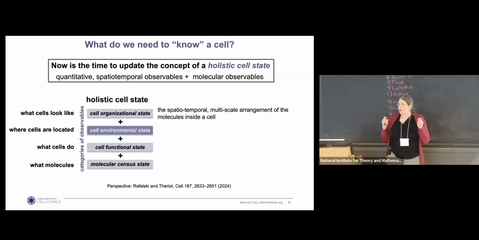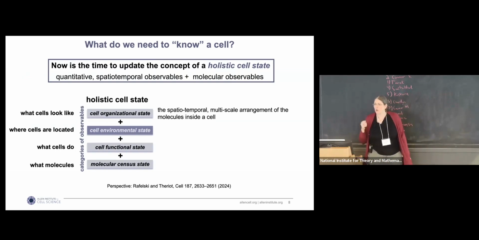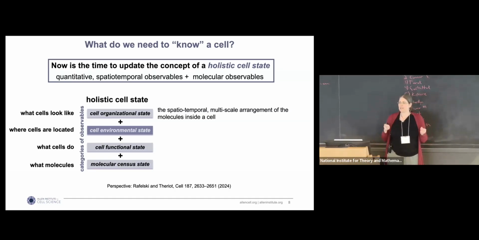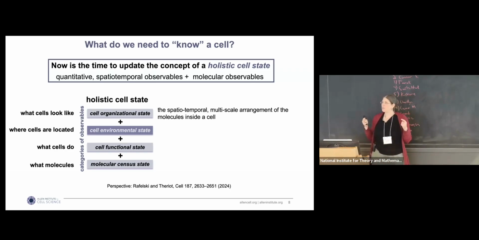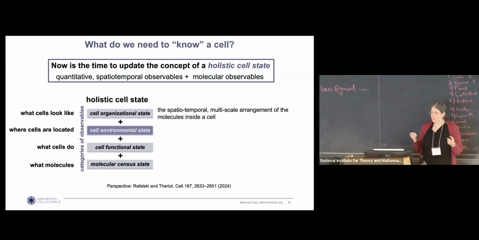So I skipped like 10 slides now to get to this punchline here, which is to say that we really want and believe that now is the time to update the concept of cell state to be a holistic cell state in which we bring together the quantitative spatiotemporal observables of the cell with the molecular observables and use the same formalisms that have been used a lot in this molecular space.